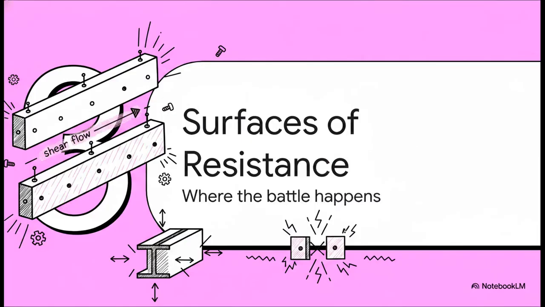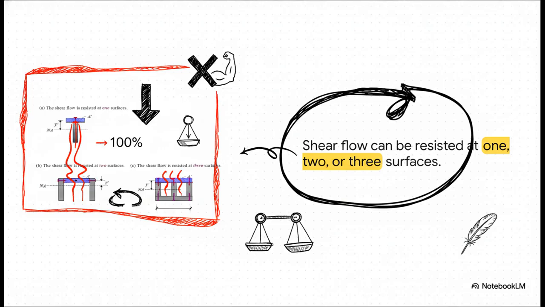Which brings us to Section 3, surfaces of resistance. This is where the battle truly happens. You see, the specific geometry of your beam completely dictates how structural force gets distributed across your fasteners. Take a look at these 3 cross-sections. Do you see those bold red lines? Those represent the shear planes. They are the exact physical borders where the blue shaded parts really want to slide past the gray parts.